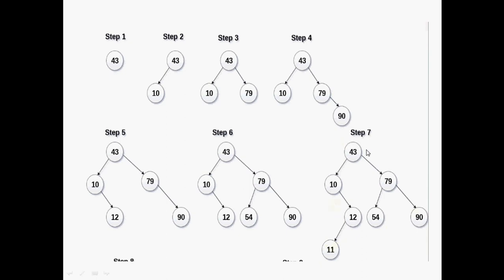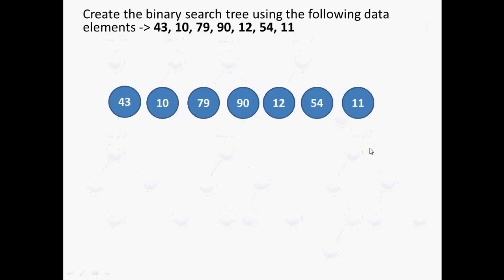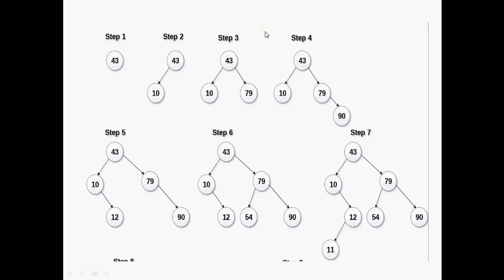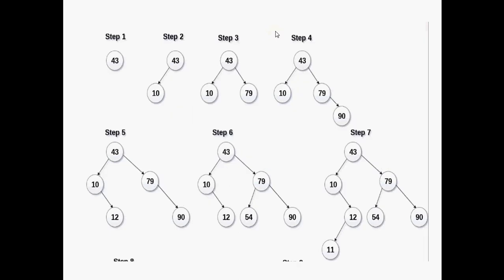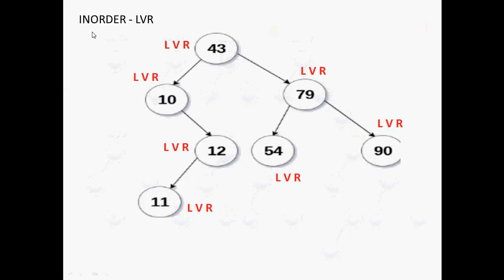Now the next part is to do the traversal of this. Mostly in exams it is asked to create a binary search tree on given data and find the inorder traversal. So we'll see the inorder traversal on this generated tree. This is the same tree. The short key for inorder traversal is LBR: for a node, go to the left, then visit the node, and then go to the right.